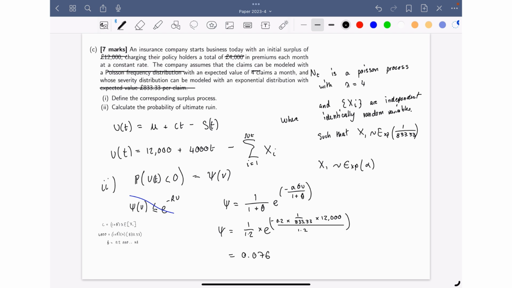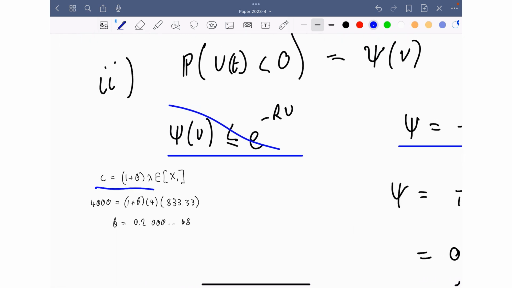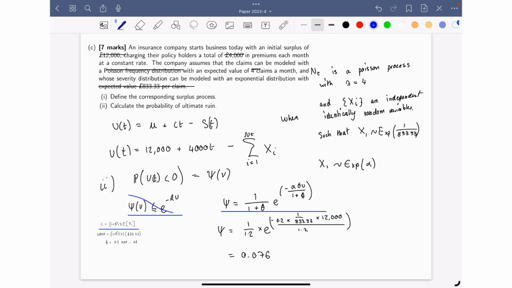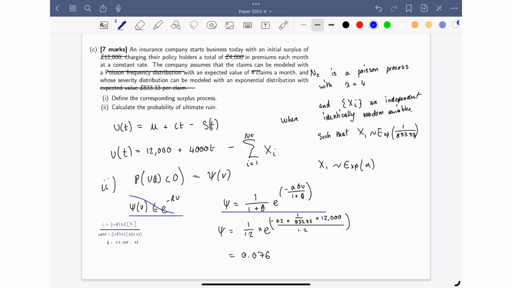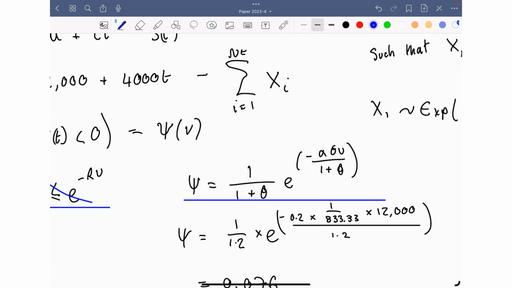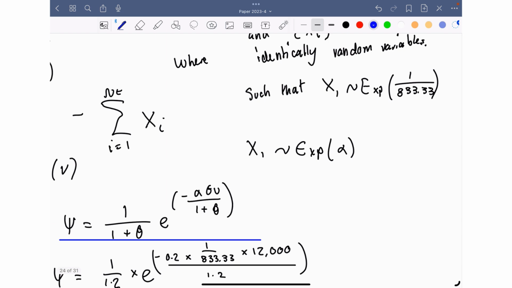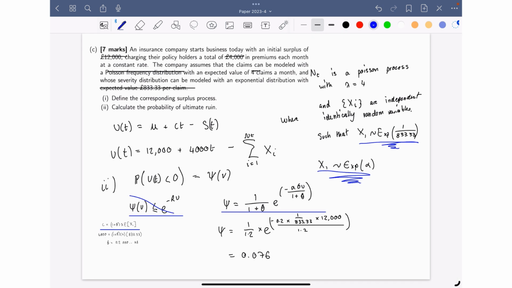So I think that's quite straightforward, as long as you remember this formula and you don't go down the route of this, which I did to start with, and then you also remember our equation for C here with the premium loading factors. So the reason that we can use this is, as I've explained here, because we have that and we know how it's distributed. So it's a fairly straightforward question.